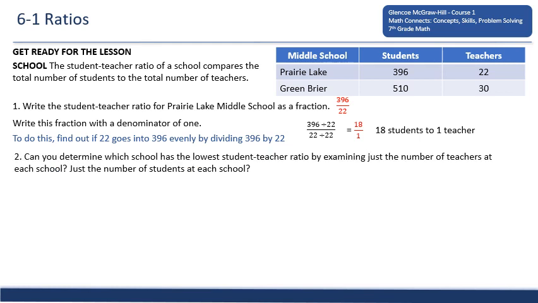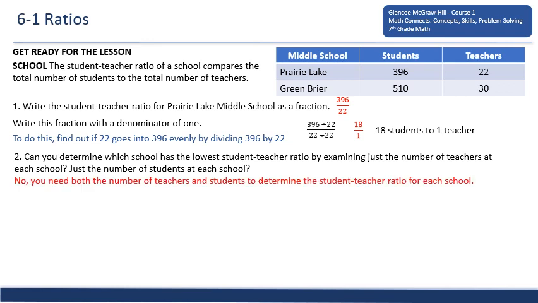Can you determine which school has the lowest student-teacher ratio by examining just the number of teachers at each school? How about just the number of students at each school? No, you need both the number of teachers and students to determine the student-teacher ratio for each school. What school has a lower student-teacher ratio? Well, we know one school is 18 to 1.